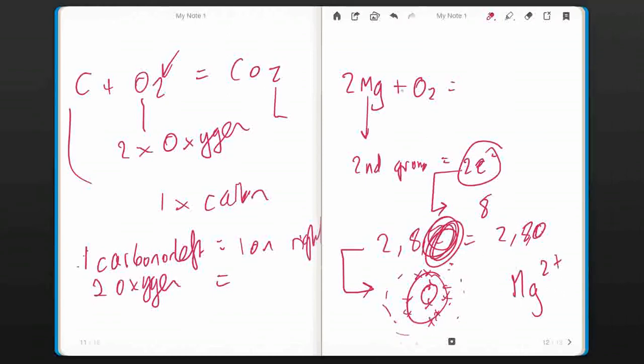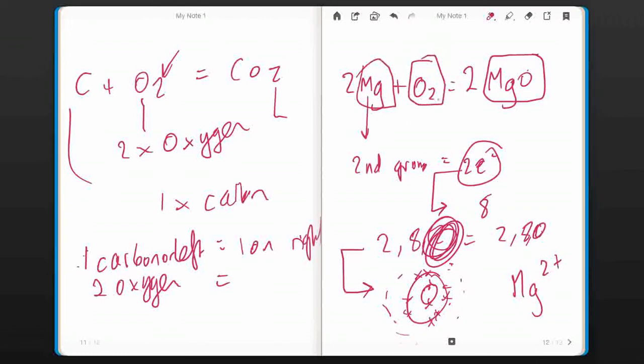Okay, so we have 2Mg plus O2, and then, to keep it all very balanced, there has to be the same number on that side as on this side. We put the 2 in front because we're not saying there are 2 of oxygen or 2 of magnesium, but we're saying there's 2 of the whole thing joined together. So here there are 2 magnesiums, and here there are 2 oxygens attached to each other.